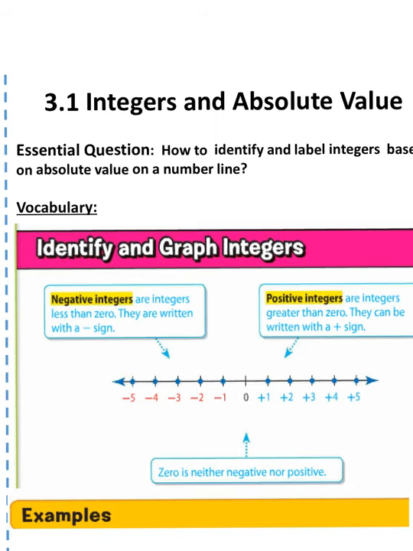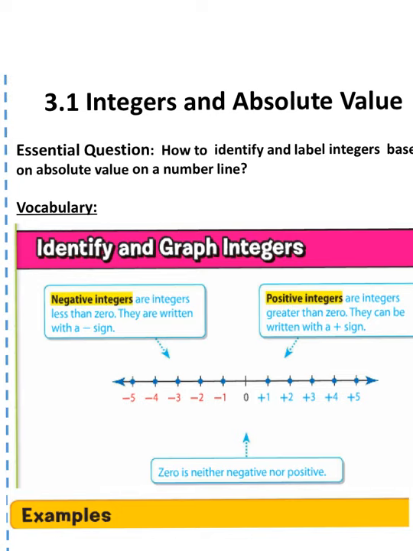Our essential question is how to identify and label integers based on absolute value on a number line. So let's look at some vocabulary terms. Identifying and graphing integers. Well, we notice that on our number line, 0 is our central point.